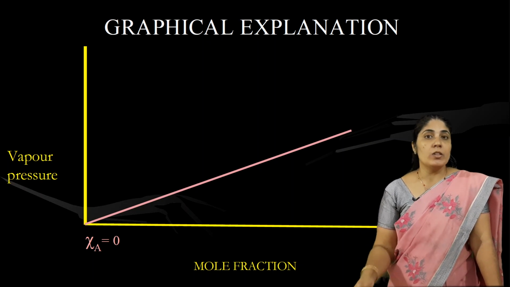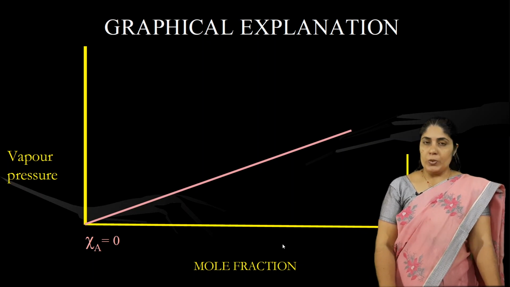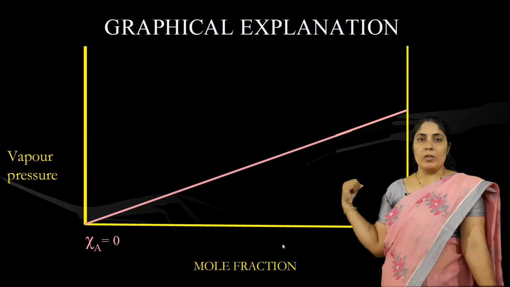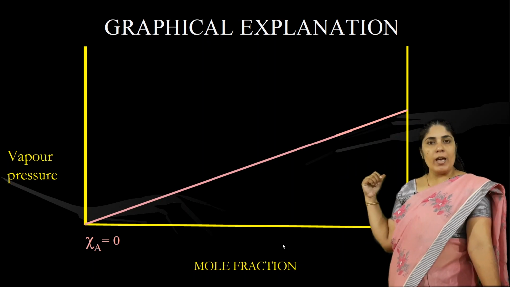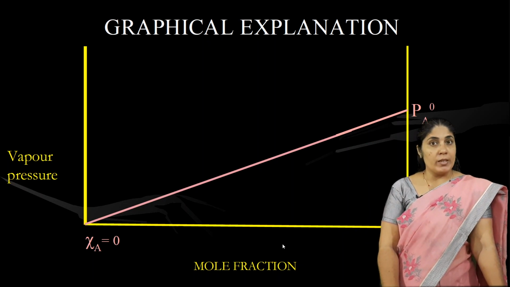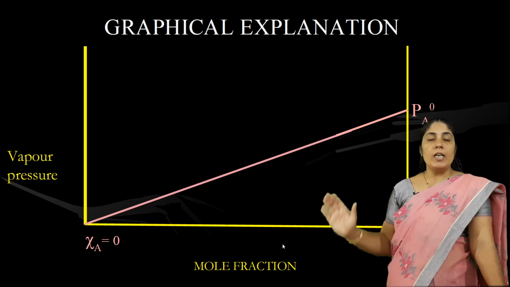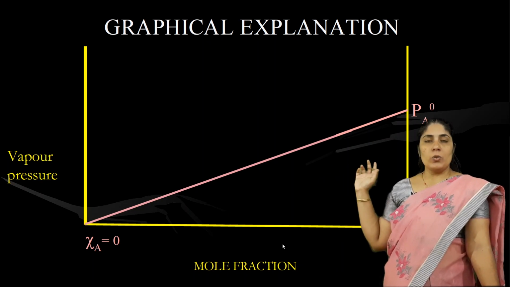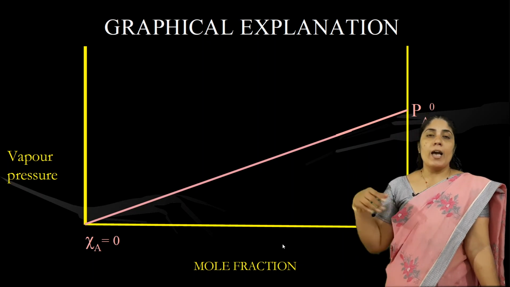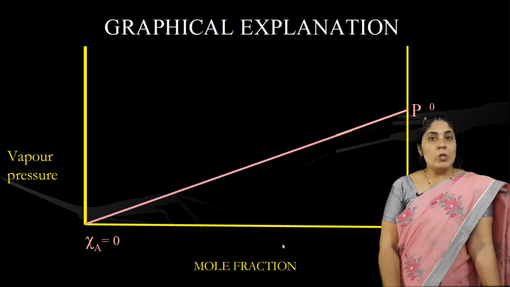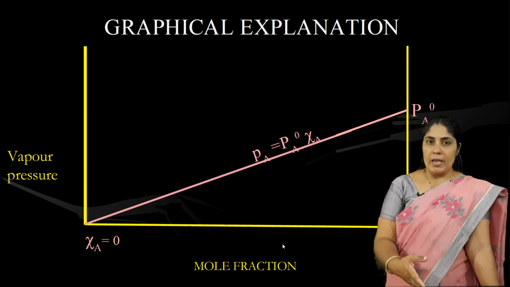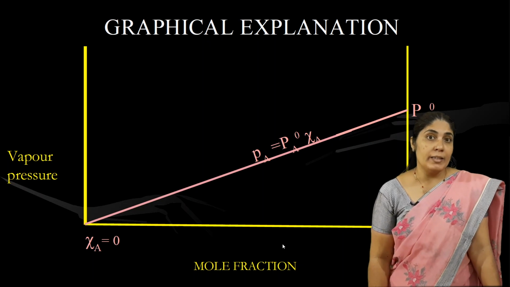But since we consider only a single pure component here, the graph can be extended to meet a particular point on the axis, where the right side of the axis is again marked as vapor pressure. This point where the axis meets is where it has attained the maximum pressure. That will be the pressure exhibited by the pure liquid when there is only a single component, and it is marked as PA0. The graph line can be marked on the basis of Raoult's law: PA is equal to PA0 chi A.